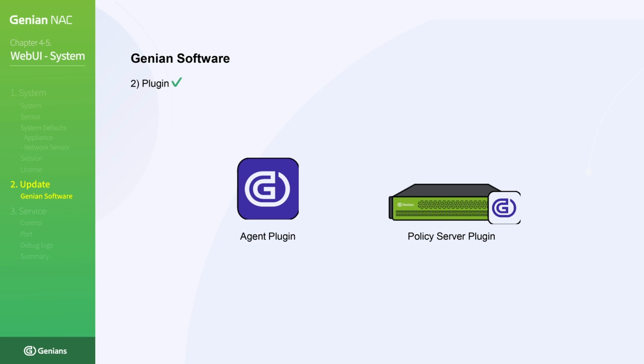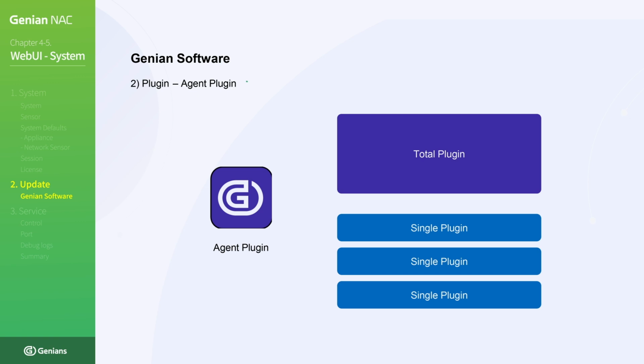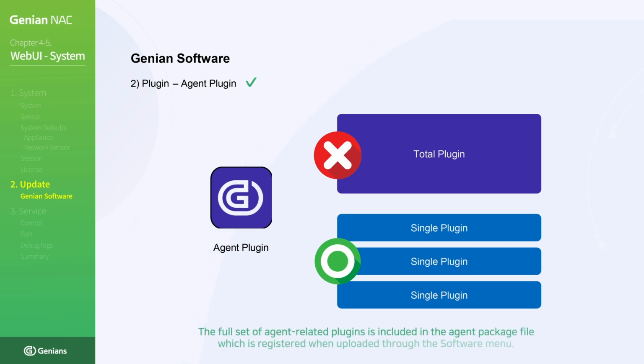The Plugin section is divided into two menus, Agent Plugin and Policy Server Plugin. You can manually upload single plugin items in this section. In the Agent Plugins section, you can manually upload single plugins rather than the entire set of Agent plugins. The full set of Agent-related plugins is included in the Agent Package file, which is registered when uploaded through the Software menu.